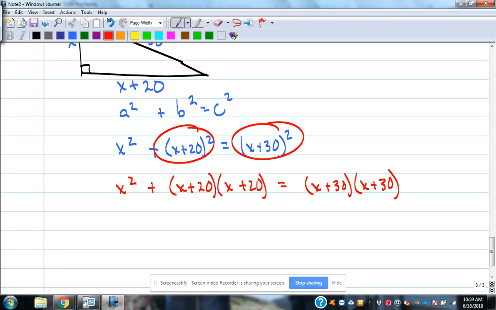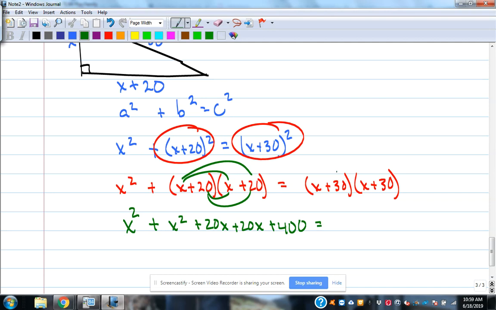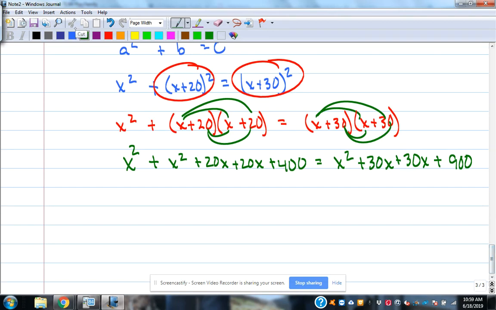So distributing both of those out here. x times x is x squared plus 20x plus 20x plus 20 times 20 would be 400. And then I've got the x squared that I started with in the front too. And on the other side, I'm distributing x times x is x squared plus 30x plus 30x, and 30 times 30 would be 900. So I'm multiplying that out, which honestly is the harder part, I think, of this problem. Once we get it simplified, it's not going to be so bad.